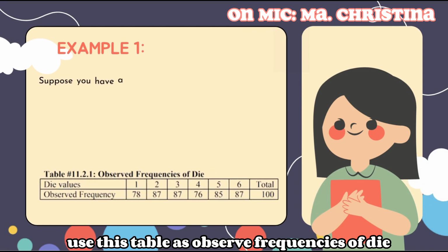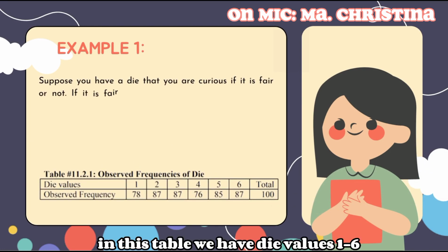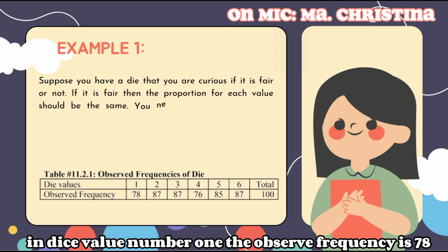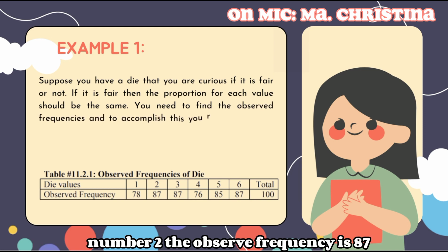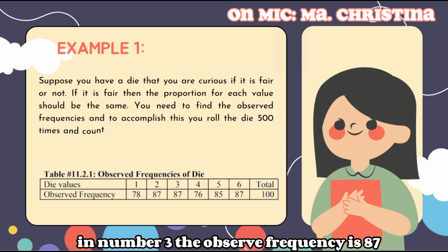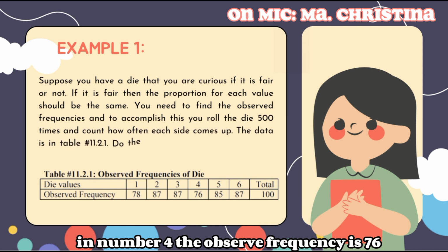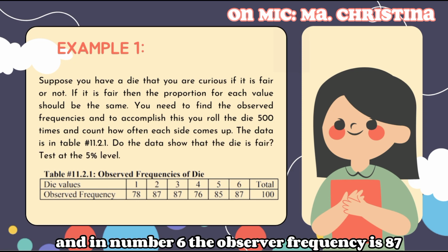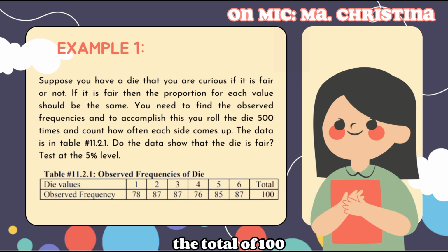Use this table as observed frequencies of the die. In this table, we have die values from 1 to 6. In die value number 1, the observed frequency is 78. In number 2, the observed frequency is 87. In number 3, the observed frequency is 87. In number 4, the observed frequency is 76. In number 5, the observed frequency is 85. And in number 6, the observed frequency is 87, for a total of 500.